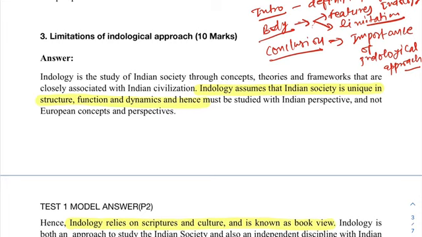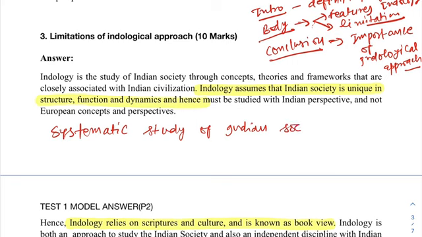First, as we have already told you, we have to write definition of Indology. So Indology simply means a systematic study of Indian society. Why systematic study of Indian society? Because Indologists believe that the methods that were applied on Western Europe cannot be applied here because the Western society is different and Indian society is different. So we have to invent new methods to study Indian society. That is why this new approach to study Indian society is known as Indological approach.